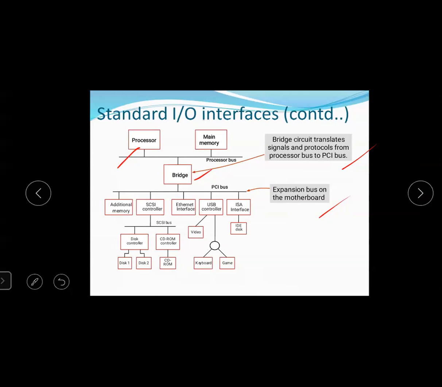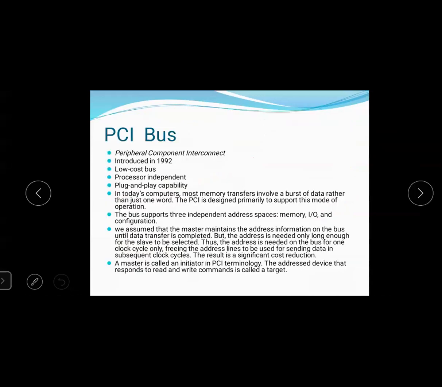The first one is the PCI bus, the peripheral component interconnect bus. Peripherals are IO devices, and the component interconnect is the bus used to connect IO devices. These are low cost buses, introduced in 1992, and they are processor independent.